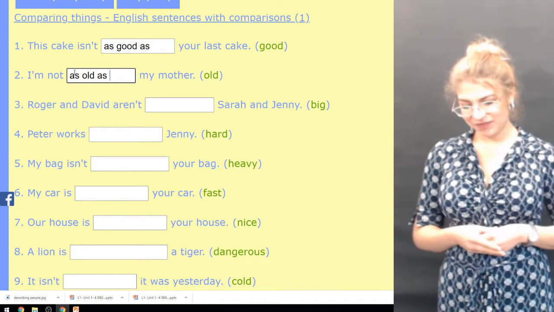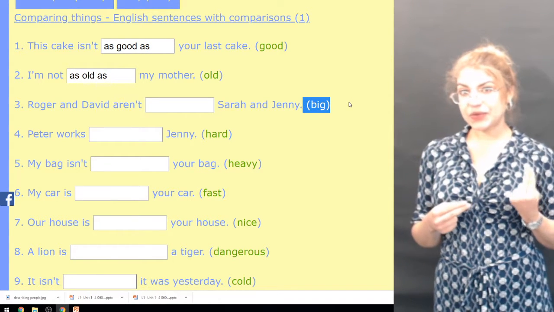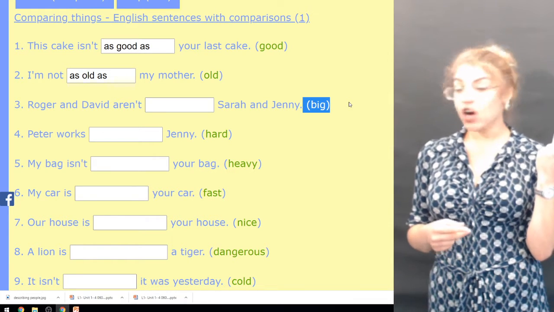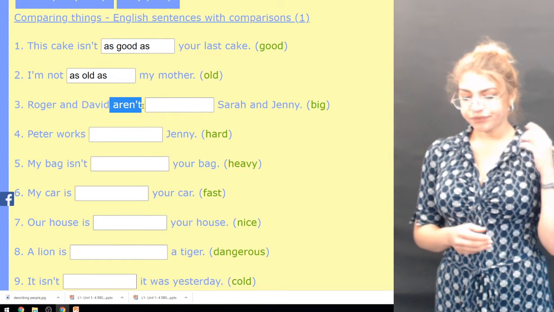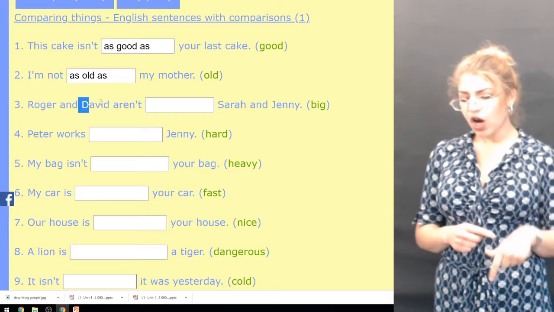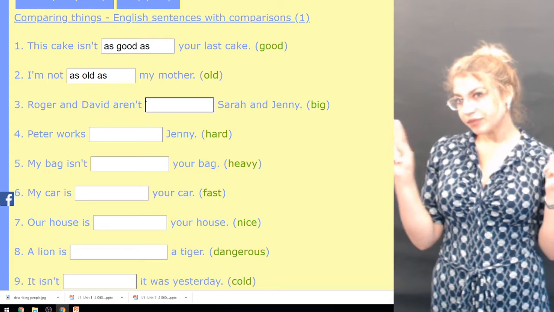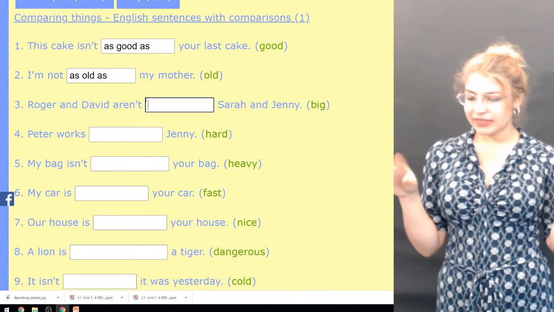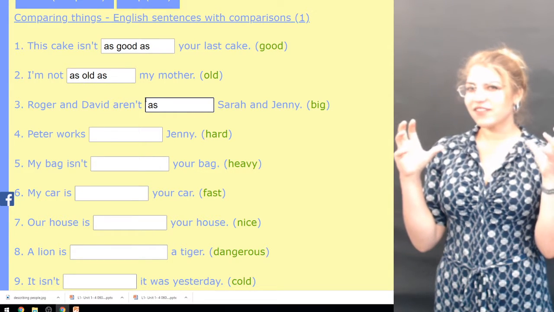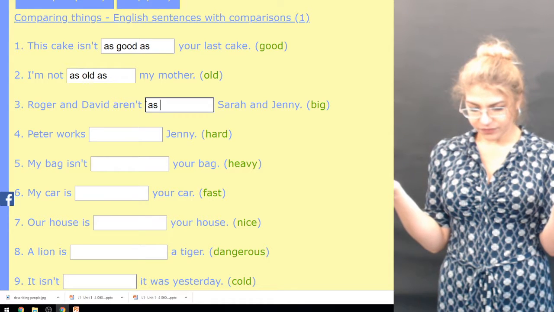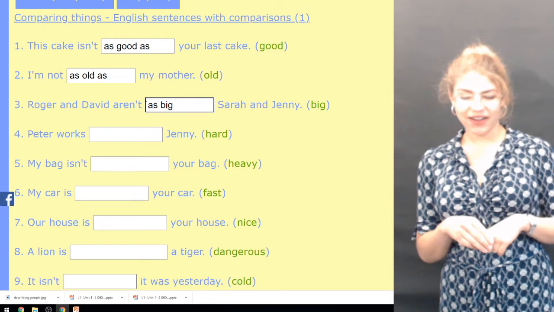Let's look at number 3. Roger and David. Now we have 2 people, por ellos. So Roger and David aren't. We're changing isn't for aren't because we have 2 people. Roger and David aren't Sarah and Jenny. Now Sarah and Jenny, also 2 people, as. Our adjective is the word big. So Roger and David aren't as big as Sarah and Jenny.